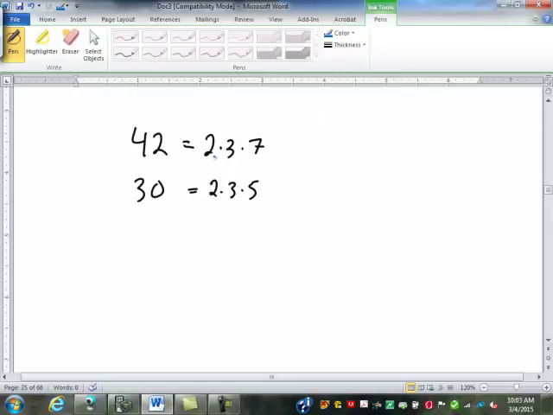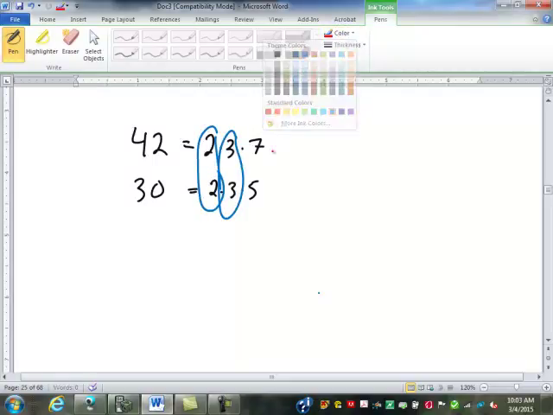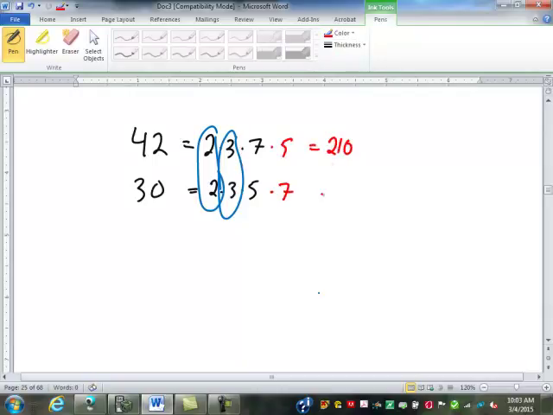Are we looking for least common multiple or greatest common factor? If we were looking for greatest common factor, we'd circle the common factors, multiply them together, and we'd be done. Least common multiple, we have to have all of the same factors. So they each have a 2 and a 3. This one needs a 5, and this one needs a 7. They both multiply up to 210. So 210 is the least common multiple.